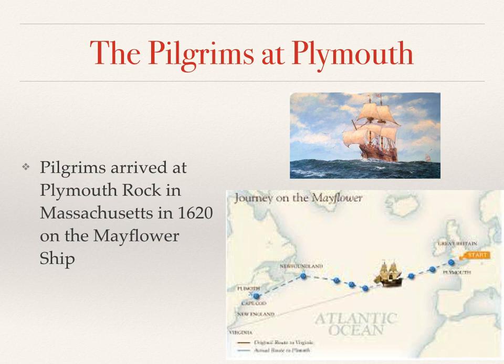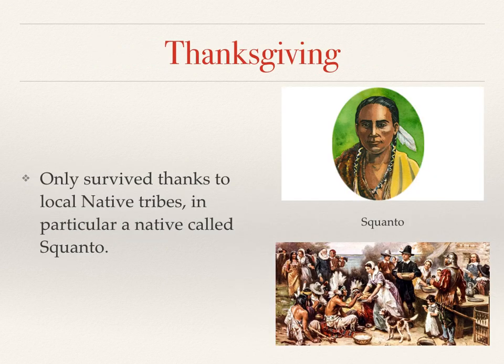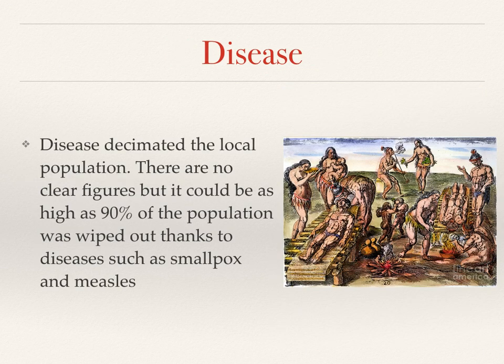They were ill-equipped to survive and only did survive thanks to local Native Americans, in particular a man known to history as Squanto. And it is from this saving of the Pilgrims by the natives that the American tradition of Thanksgiving gets its origins. Unfortunately, as we saw in our exploration of the Aztecs and the Incas, disease absolutely devastated the local population. There are no clear figures, but it could be as high as up to 90% of the population was wiped out thanks to diseases such as smallpox and measles.